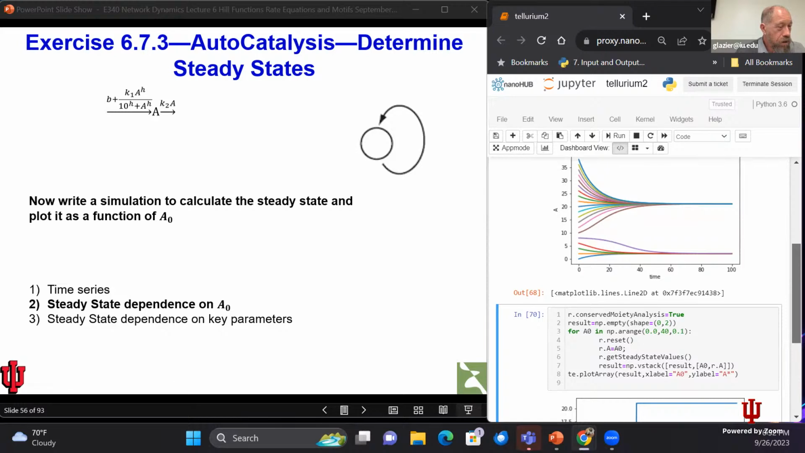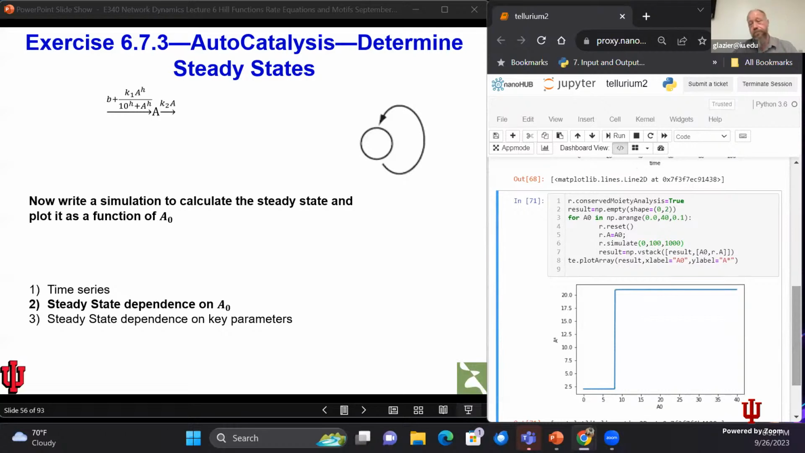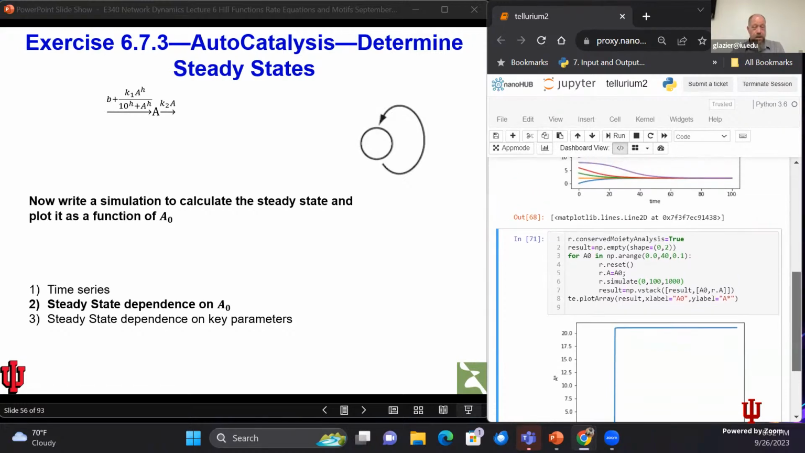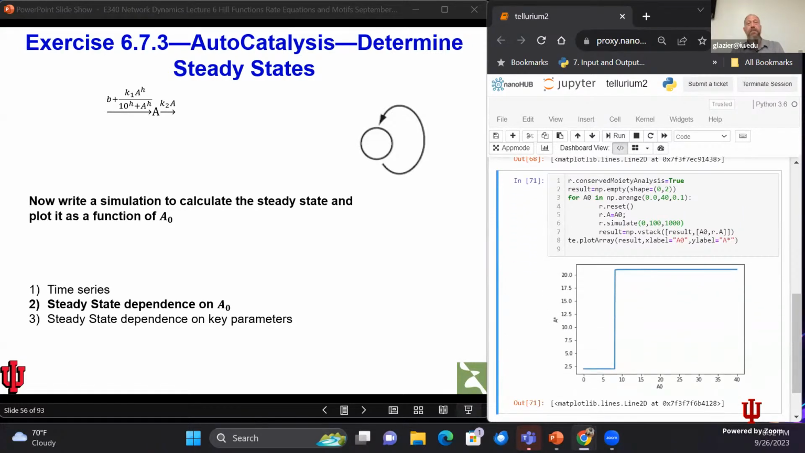Boy, that didn't do what I expected. So get steady state values didn't work for me, but running it over the time did. Did people get something? What do you need to do here?